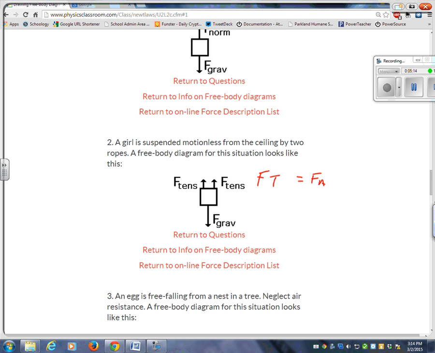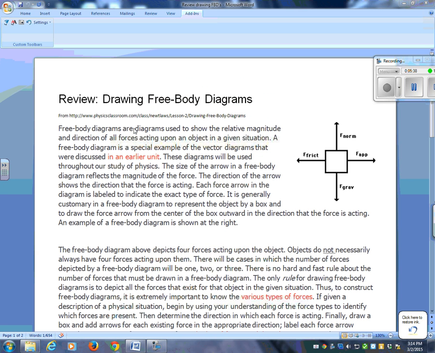Why are there two of them? Two ropes. Do you see that these arrows here are shorter than this one? But if you were to add these two together, you should get the same as that one, right? How come? Suspended motionless, no acceleration. Oh, good one. Got it.